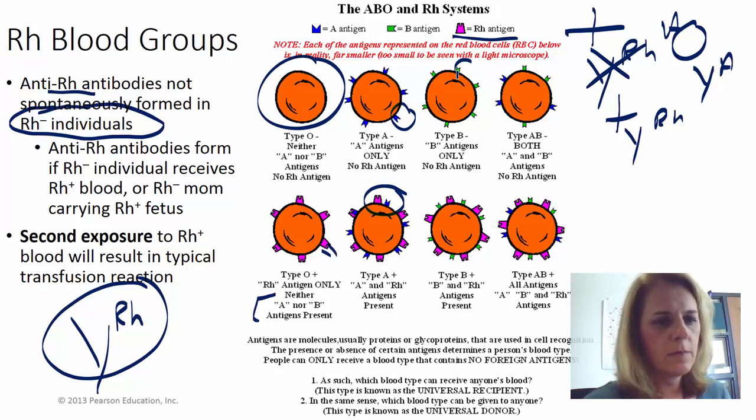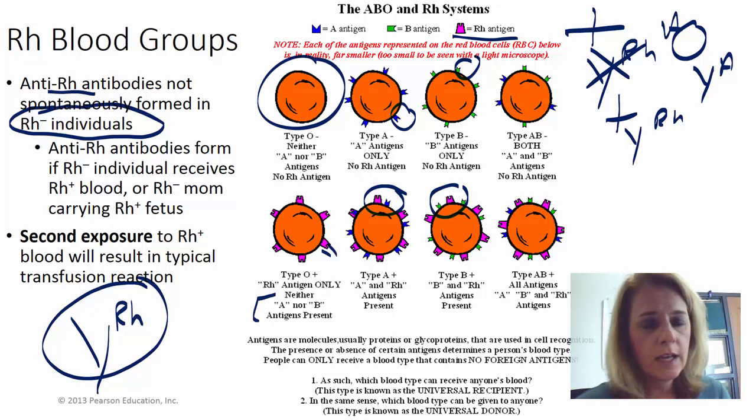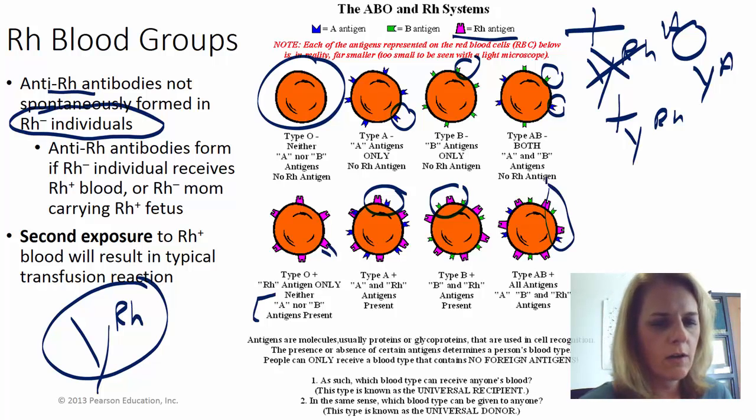If you're B, you have B. If you're B negative, you have B. If you're B positive, you have the B and the Rh. If you're AB negative, you have the A and the B, no Rh's. If you're AB positive, then you have to have all three.